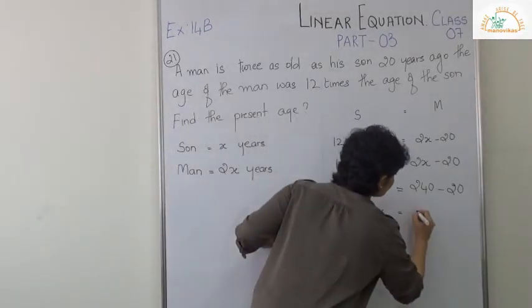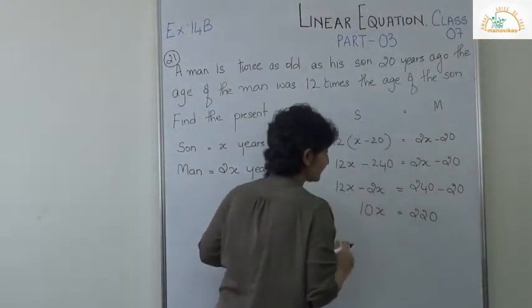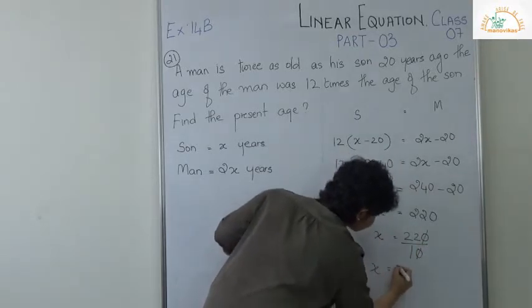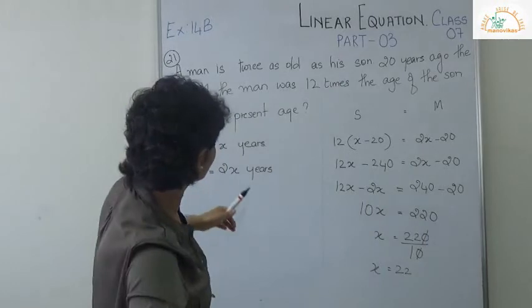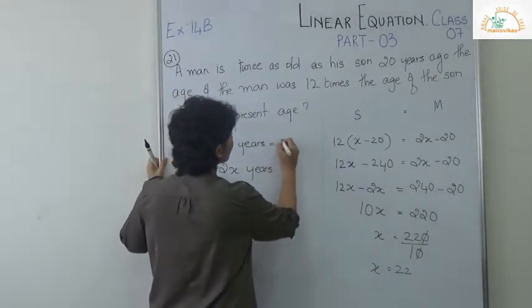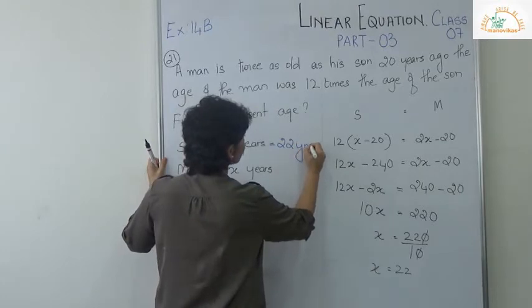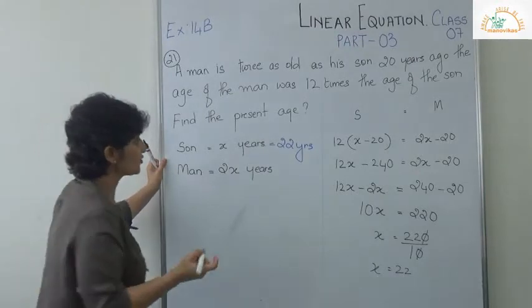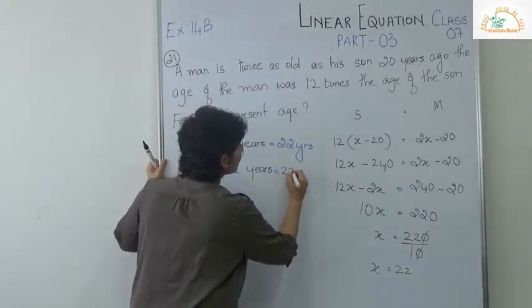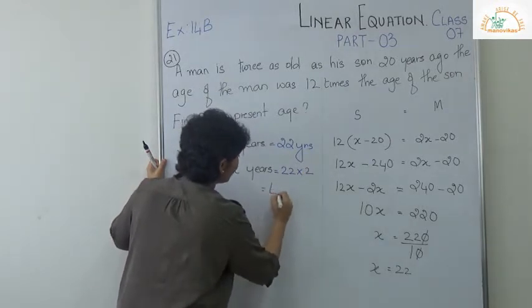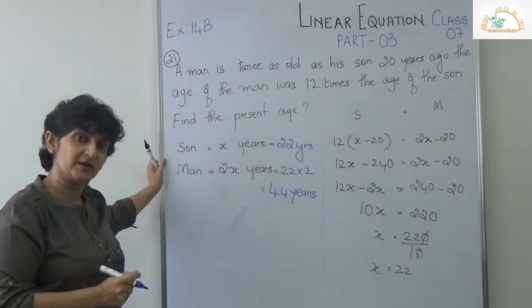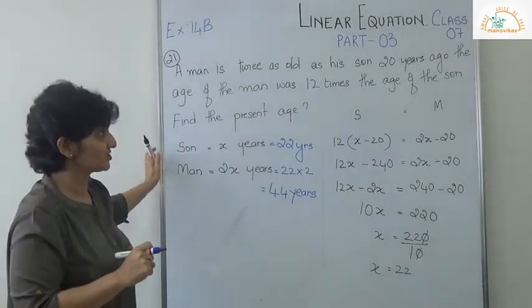What do I get? 220. Correct? So x is equal to 220 upon 10. Cancel the zeros. x is equal to 22. So children, what is my answer? x is 22 years. Right? So what would be the man's age? He is 2 times. So how much is that? 22 multiplied by 2, which will give me 44 years. Is that clear, children? Have you understood? Let's move on to the next question.